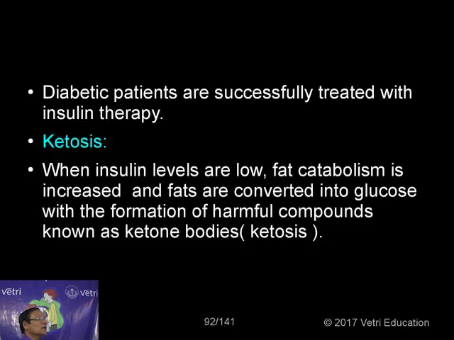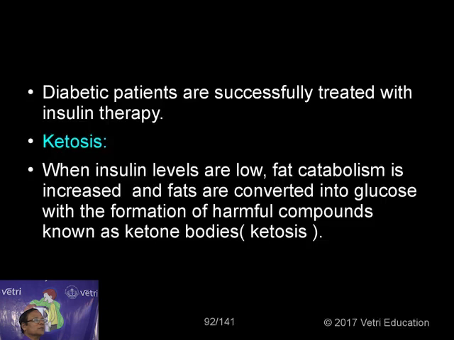Not only that, when the hormone insulin is deficient in the blood, it promotes the oxidation of fats to form fatty acids, which in turn form glucose, thereby increasing the glucose level further. So deficiency of insulin promotes fat catabolism, leading to the formation of glucose, along with which the byproduct ketone bodies are formed.